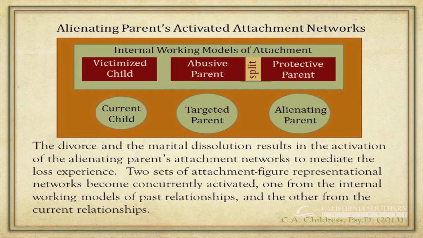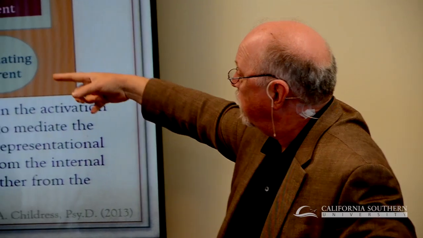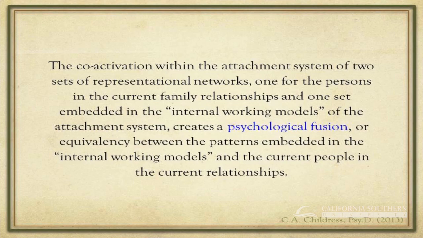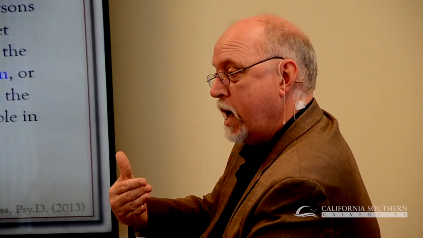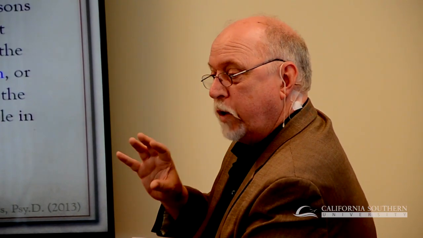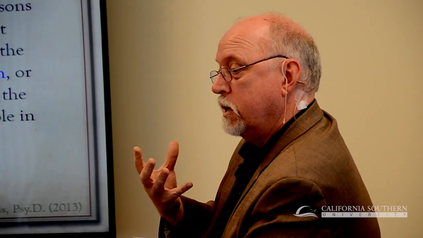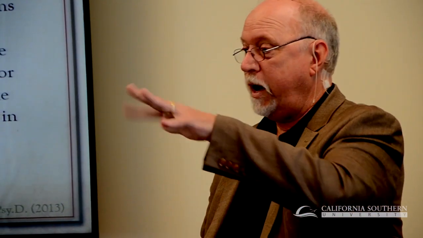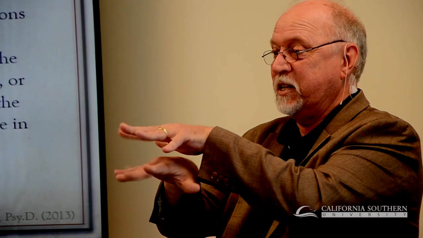So at the divorce, the narcissistic borderline parent's attachment system activates to mediate the loss experience. So now I have, in the brain, two sets of representational networks activating. One in the internal working models of the parent's attachment system, and the other for the current people. And look, my goodness, there's an actual one-to-one correspondence there, which is what happens. The co-activation within the attachment system of two sets of representational networks, one for the persons in the current family relationship and one set embedded in the internal working models, creates a psychological fusion of these two networks. And so there's an equivalency between the internal working models and the current people. If you think about the brain, I've got the internal working models activating and the current people activating at the same time. Well, they mean the same thing.